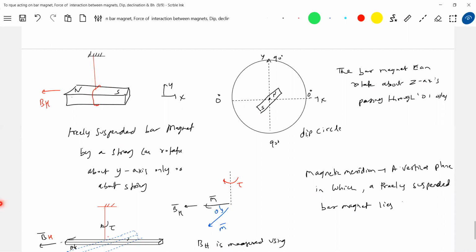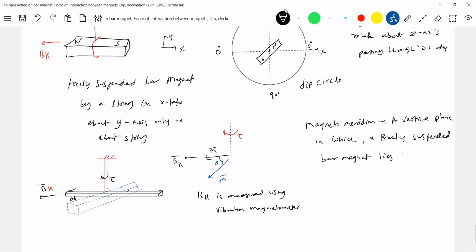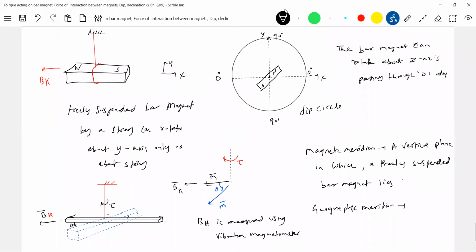Then what about the geographic meridian? Geographic meridian means... all of you please concentrate on the books. You don't have just some diagram and one formula. You find it very difficult. You don't have much information, not even much on the internet, because this is a purely lab-based topic. Since I did the lab, I have a good idea. Otherwise, if I hadn't done the lab, I would have ended up with only formulas. I would say, okay, fine, remember.